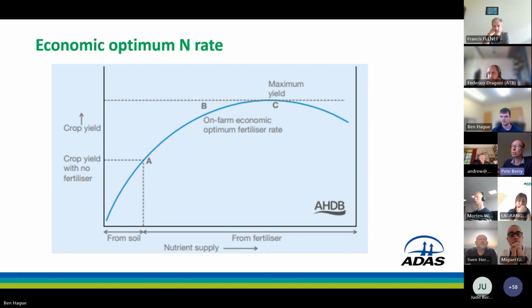I think that's the critical point. We're really not trying to get to C, because that would be an excessive amount of nitrogen. It would be unprofitable anyway, and it would significantly increase greenhouse gas emissions. So we're really trying to work out how we can get all our fertilization close to the economic optimum B. Next slide, please, Ben.